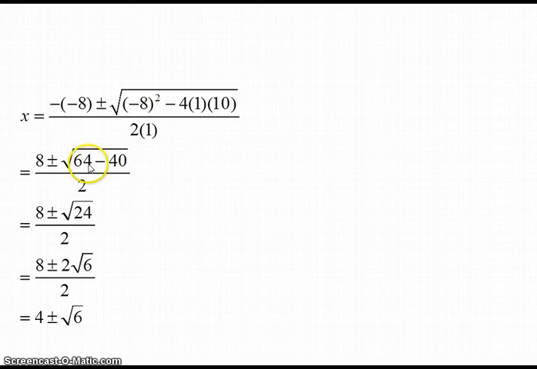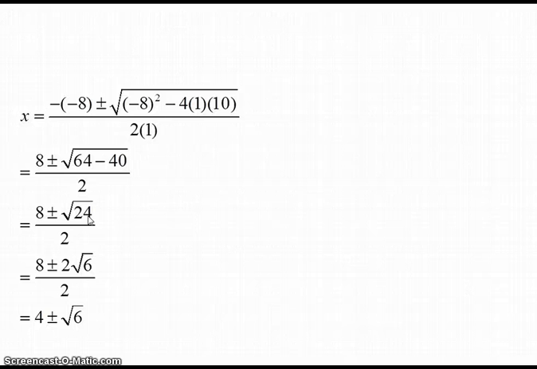Inside of the square root we've got 64 minus 40, which is 24. Remember, if what's inside of your square root, called the discriminant, is negative, then you will have no x-intercepts on the graph. It'll either be a parabola that has a vertex above the x-axis and opens up, or a vertex that is below the x-axis and opens down. In this case, our discriminant is positive. That means we will have two x-intercepts.